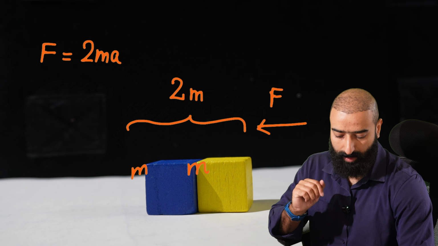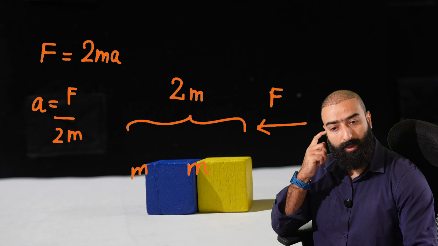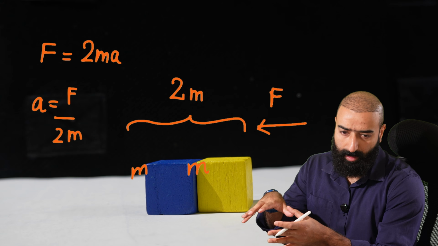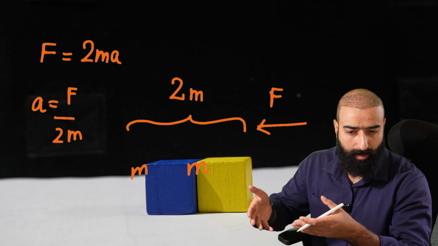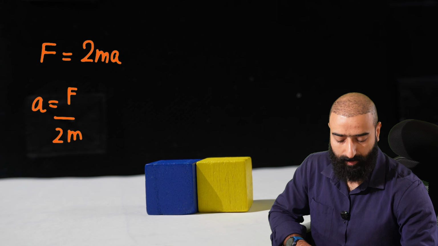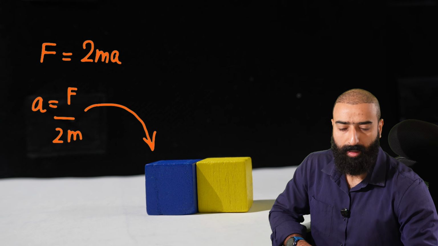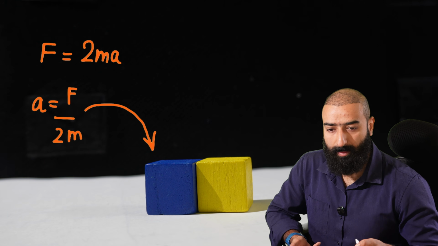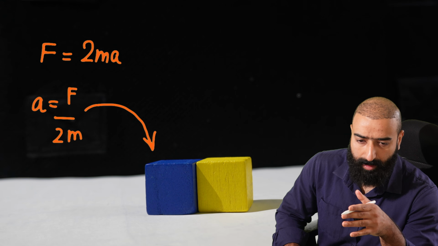and we could rearrange this. We would get a equals F over 2m. Now this is the acceleration of the system, but since both the blocks move together, it's the acceleration of both of the blocks. Good. Now what? Since we know the acceleration of this block as well, we should use F equals ma on the blue block. But who is applying the external force?